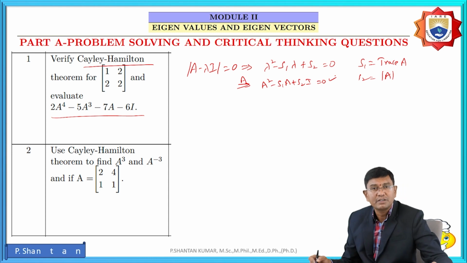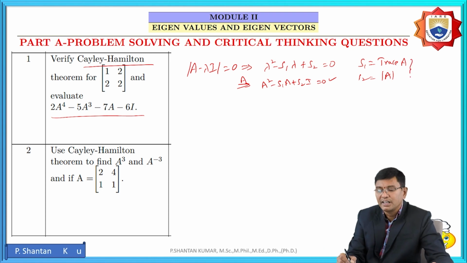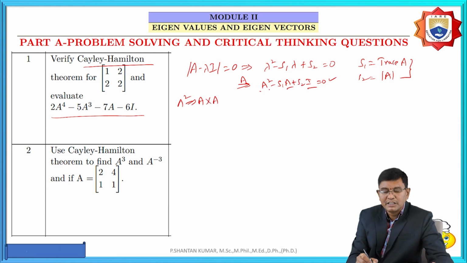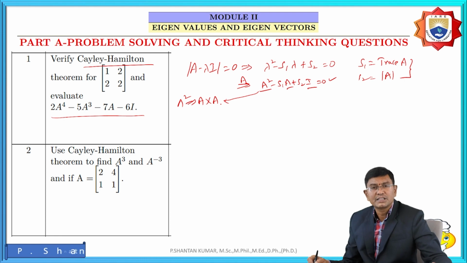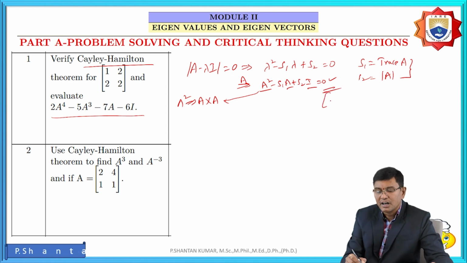Now we need to do the verification. We find S1 and S2 and replace them here. I is known, and A is the given matrix. We need to find the value of A square by calculating A into A. Then we replace A square, A and I in the equation, and it is satisfied: the output is the zero matrix. After replacing all these values, we get the result.